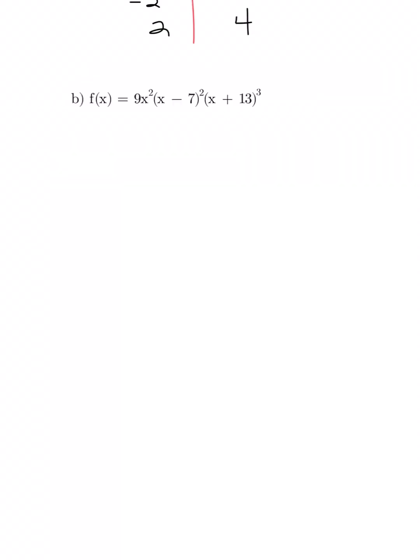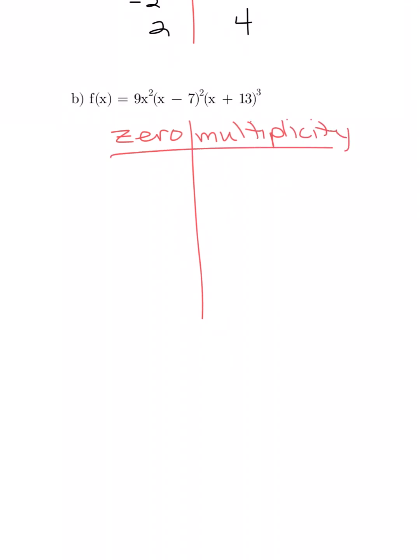On this example, we have another polynomial that's already in factored form. So we're just going to set up our table and start looking at it. Our first item is the 9x squared. That gives us a 0 of 0, and because it's power 2, the multiplicity is 2.